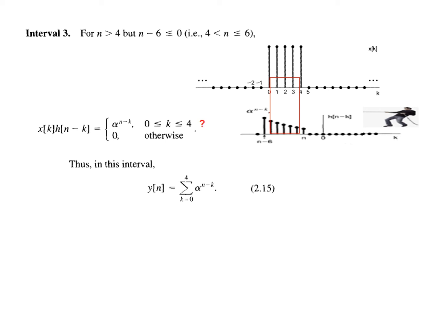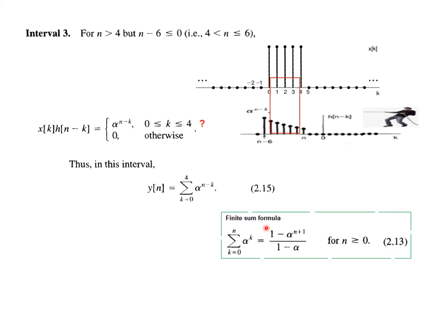In the same way, we'll take help of this formula. We take a^n outside and then we'll solve. So we have taken a^n outside, and the remaining is (a^-1)^k. Applying this formula for a, we now just write a^-1 and then the power is the same. So this is the final value of y[n] for interval 3.